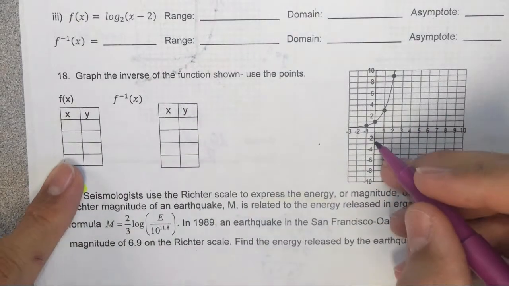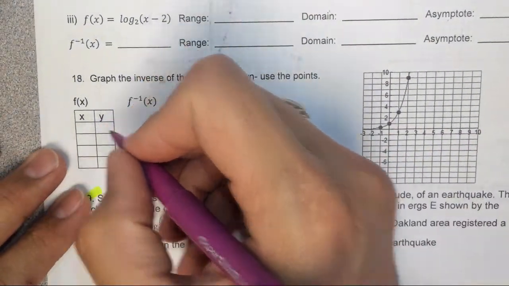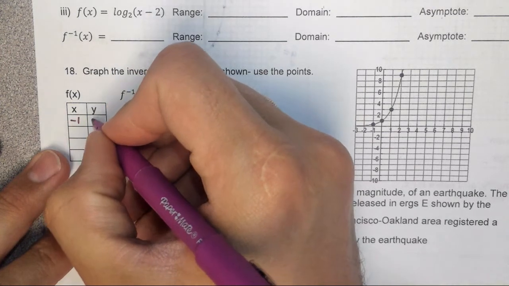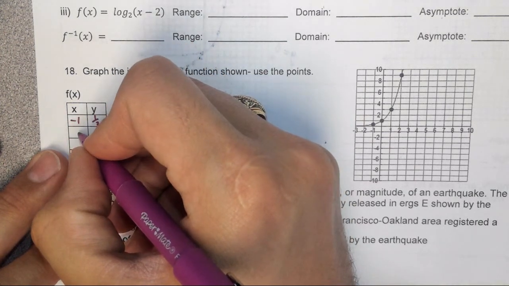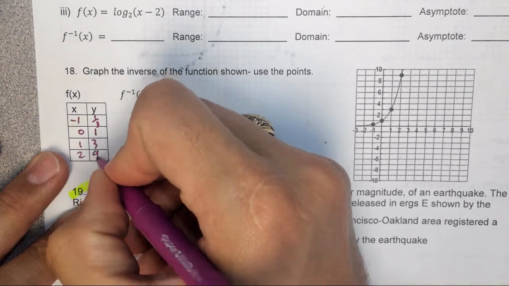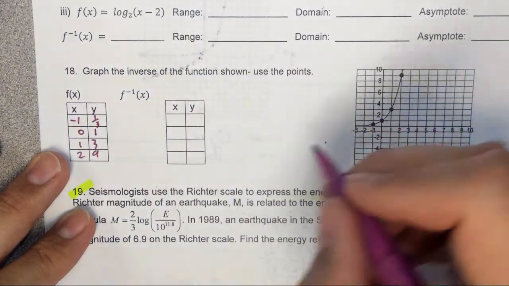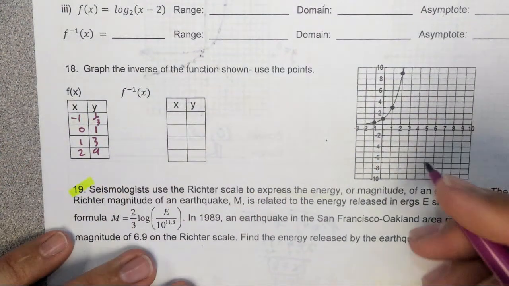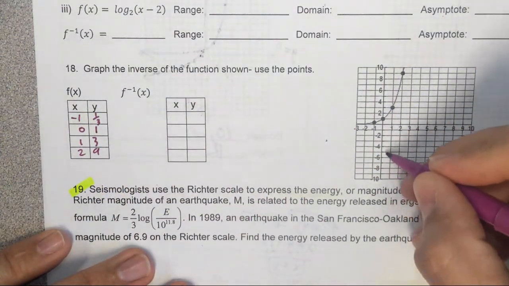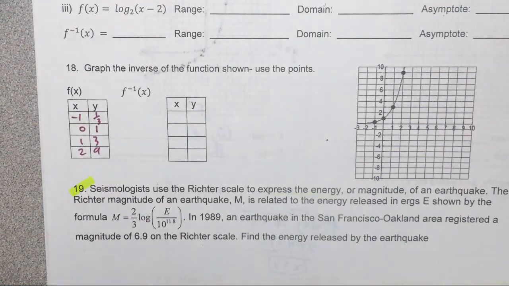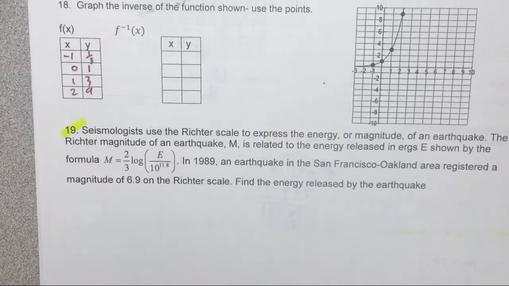You're just going to plot these points. I'm going to fill these points out for you. You can just switch them over. -1, 1/3, 0, 1, 1, 3, 2, 9. Those are simply these points right here. You just switch the x and the y for the inverse and graph that. And there's going to be an asymptote here, and it's going to go like this. Just good practice graphing there.